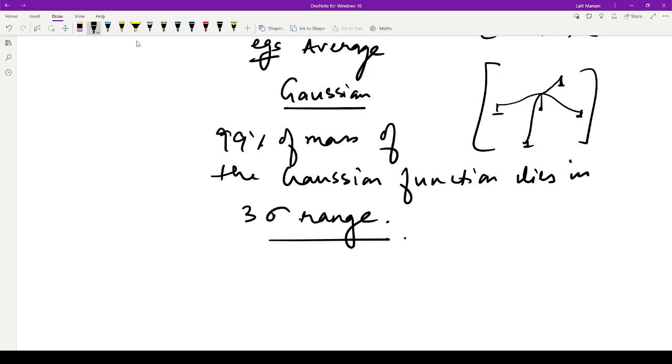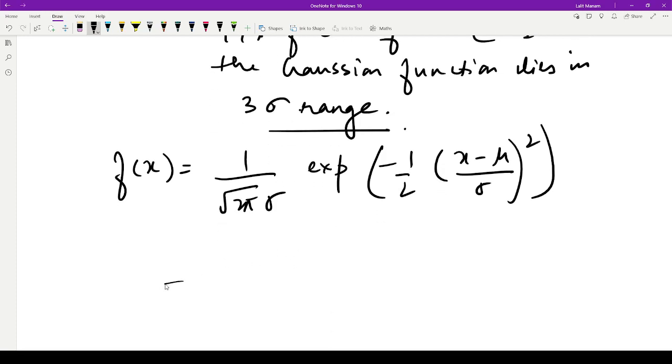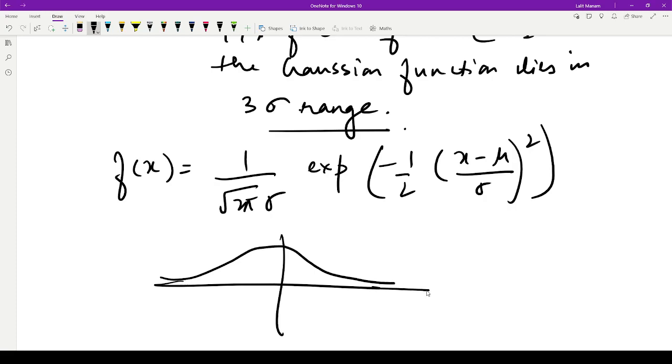Everyone agrees with that. How does the Gaussian function look? f of x is 1 by square root of 2 pi sigma, exponent of minus half of x minus mu upon sigma, whole squared. Everyone agrees with this? Yes, this is the Gaussian function. If you have a Gaussian like this, it is symmetric actually, my diagram is not. So if this is x, this is f of x.